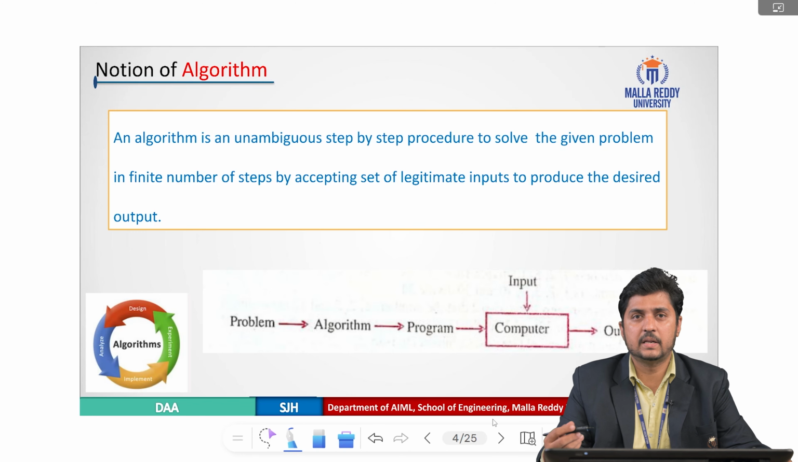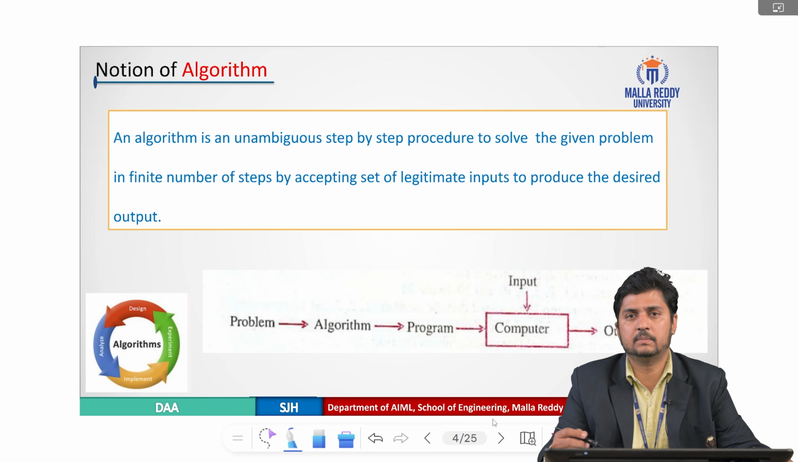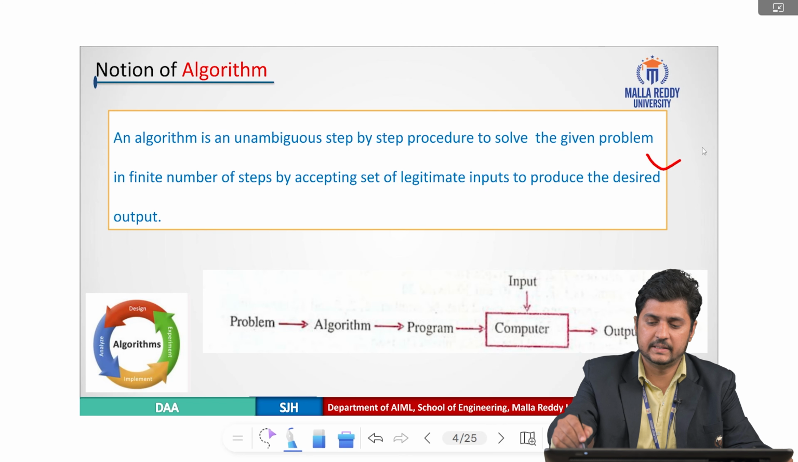So starting with the basic definition: an algorithm is a step-by-step procedure to solve a given problem in a finite number of steps by accepting zero or more inputs to produce the desired output. So that is all about the basic definition.